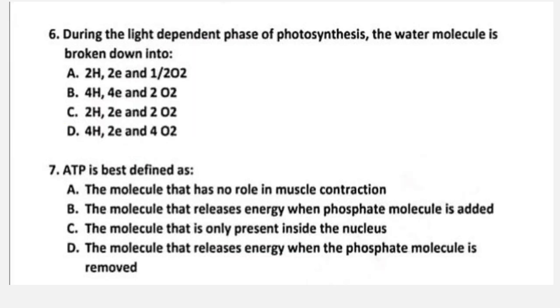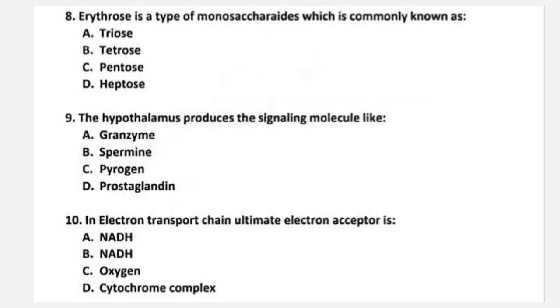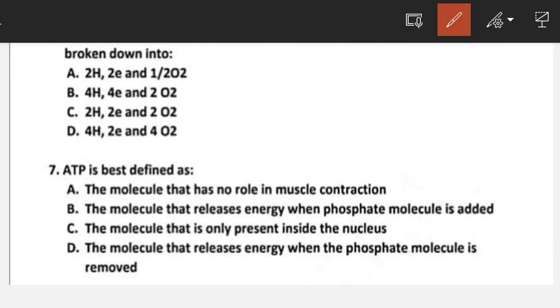Question number 6: during the light dependent phase of photosynthesis, the water molecule is broken down into what? When you break a water molecule into its constituent components, it will be broken into 2 protons, 2 electrons and half a mole of oxygen. So the correct option will be option A, 2 electrons, 2 protons and half a mole of oxygen.